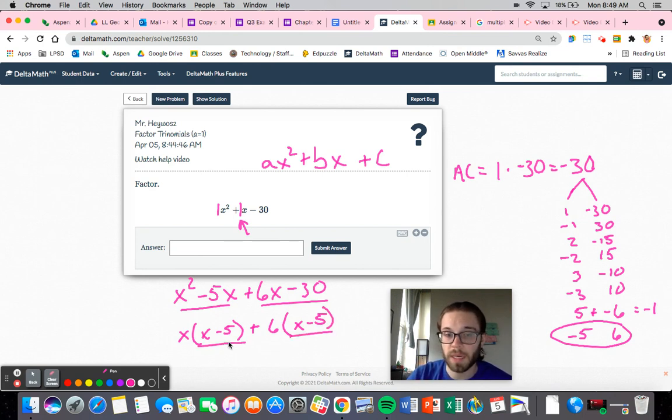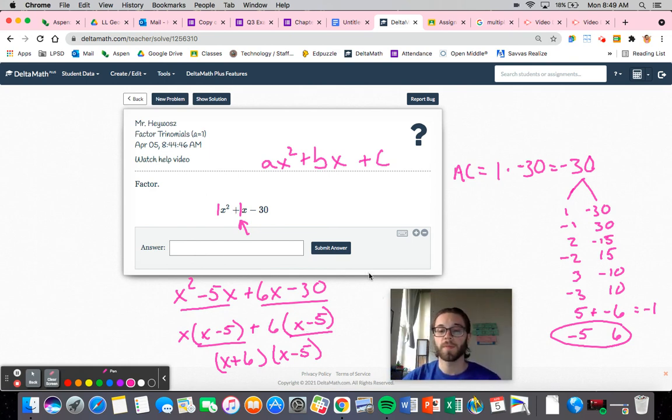Okay? Because they are the same, I can factor that out. If I factor that out, I get x plus 6 times x minus 5. If you want, like if I have these both as x times y and 6 times y, I could just take the y out, right? So I have x times x minus 5 and 6 times x minus 5, so I can just take the x minus 5 out.